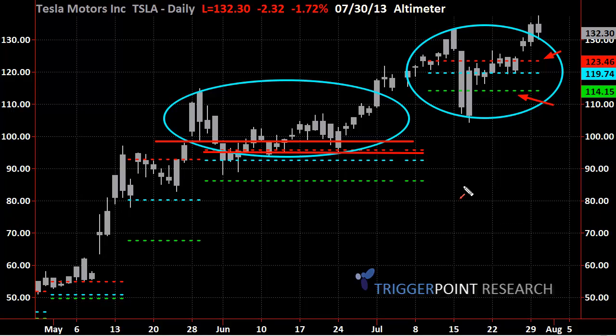And what we have here is that when it moves above the level of 123.46, there was the potential for this to break out with no resistance. And if it broke down below 123.46, there was a downside that could be looked at to 114.15 and possibly even lower, to the last time we saw that there was an altimeter being drawn. So we had a variety of different support levels.